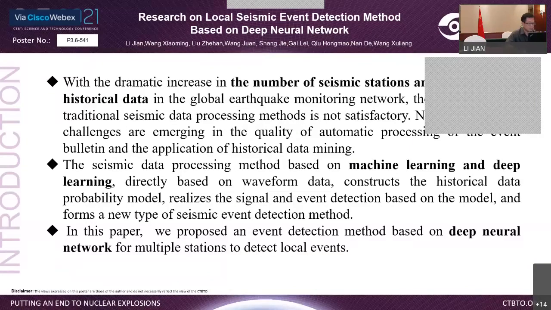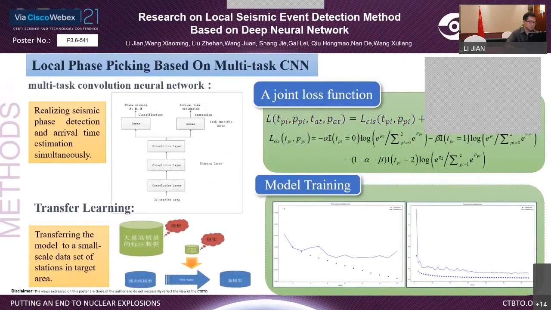As we know, with the dramatic increase in the number of seismic stations and the volume of historical data in the global earthquake monitoring network, machine learning and deep learning can be used in seismic data processing to improve the quality and the efficiency of the bulletins. So in this paper, we propose an event detection method based on the deep neural network for multiple stations to detect local events. Our method's first step is to use a multitask CNN to pick the local phases.